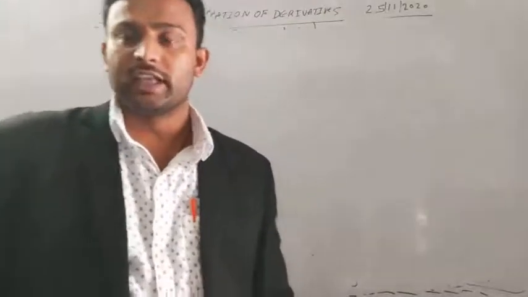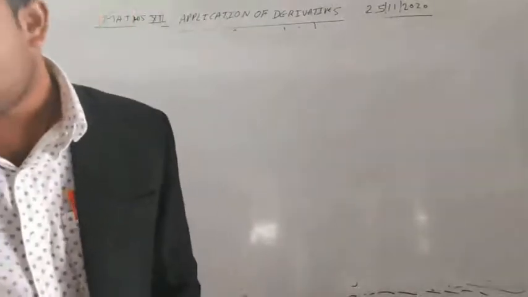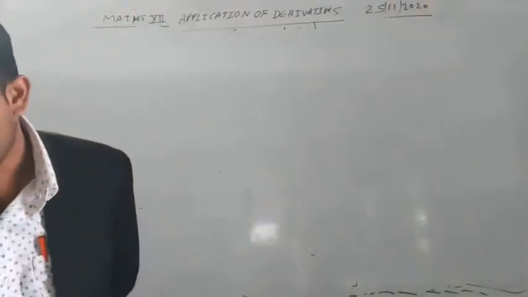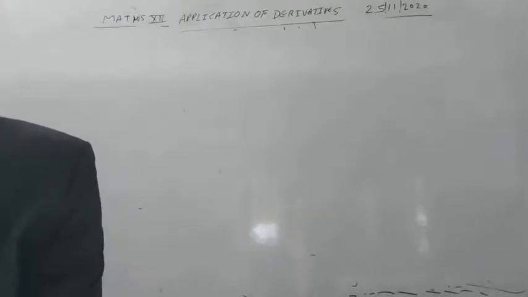Now we will see the next question. Our next question is: find the volume of the largest cylinder that can be inscribed in a sphere of radius r. We are given a sphere.